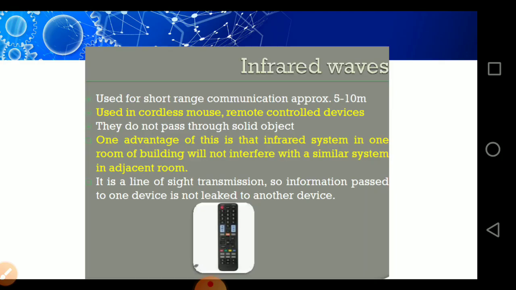Coming to infrared waves, they are used for short range communication, approximately 2 to 5-10 meters. You can see the example of using remote controls in a room, and interference is very less in infrared waves. That means it happens over a very short distance. It's a line of sight transmission, so information passed to one device is not leaked to another device.